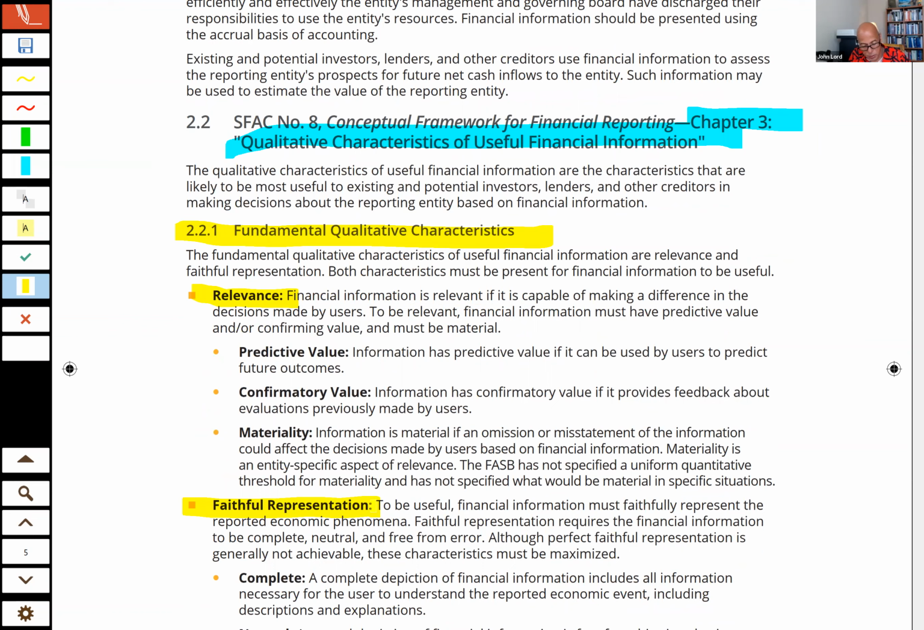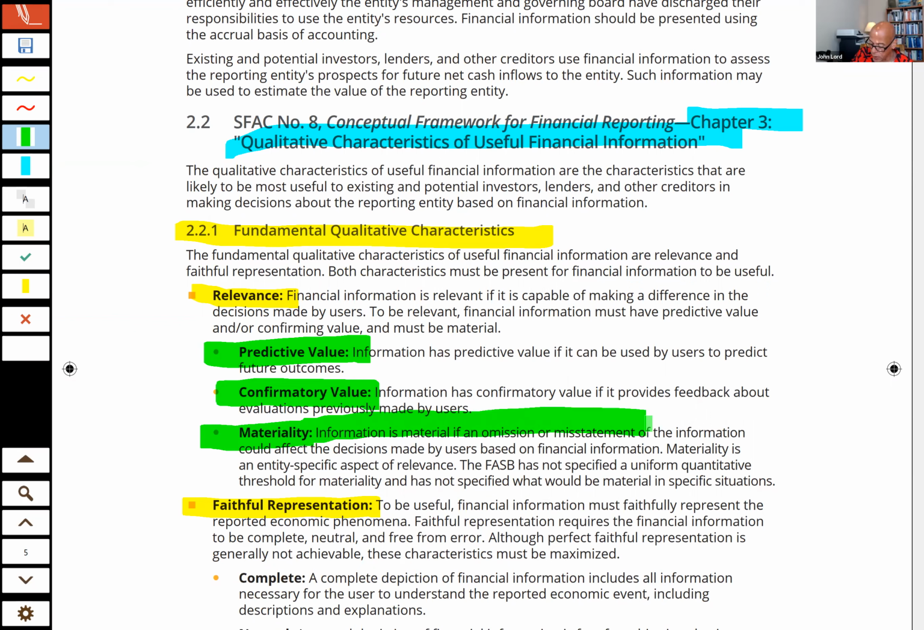Now, relevance means that it will be useful in making a decision. So in order for information to be useful in making a decision, it should have some predictive value. It should have some confirmatory value. Predict what's going to happen, but confirm what we thought was going to happen. And it should be material. Now, material means what? If the information was omitted, it could affect the decisions that are made by the users of our financial statements.